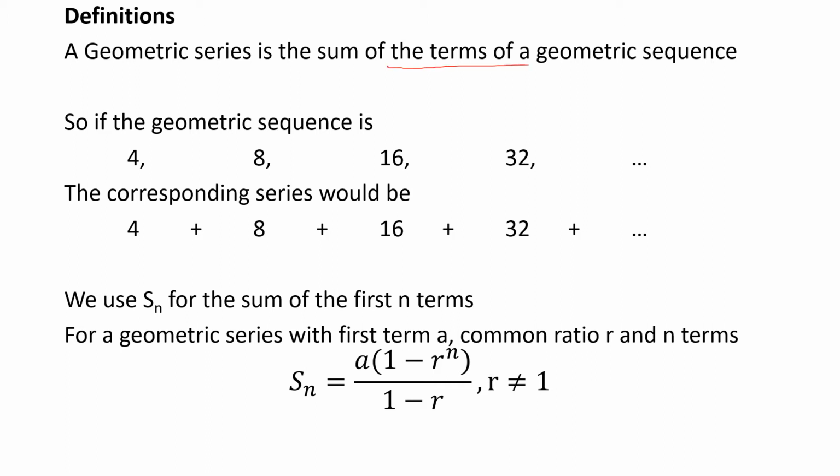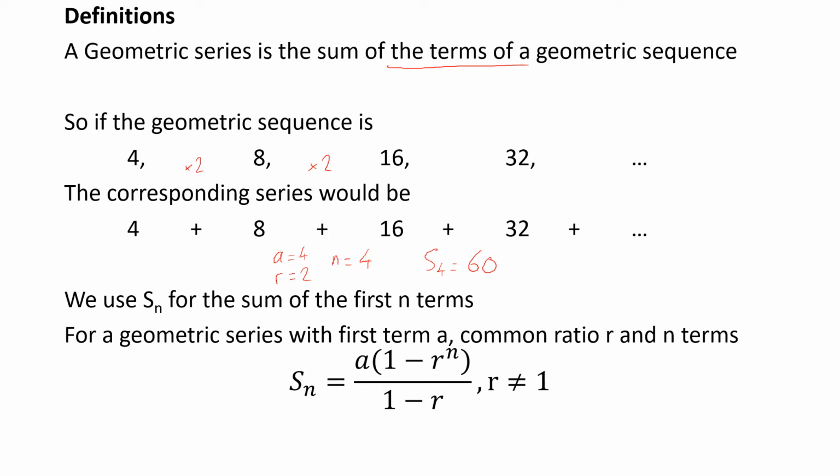So if we had 4, 8, 16, 32 as our geometric sequence, where we're multiplying by 2, then the series that goes with that is 4 plus 8 plus 16 plus 32, etc. If we just think about those four terms together, that would be a case where a equals 4, r equals 2, and n equals 4, because there are four separate terms there. We use Sn to stand for the sum of these n terms. So in this case, we can say that S4 is equal to 4 plus 8 plus 16 plus 32, which is 60. And then we have this formula.